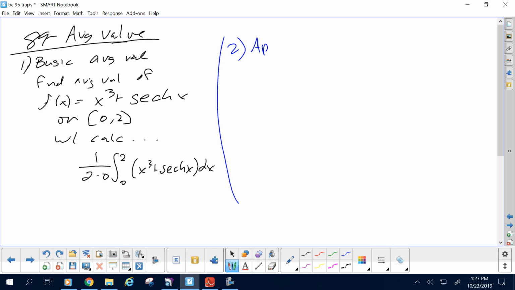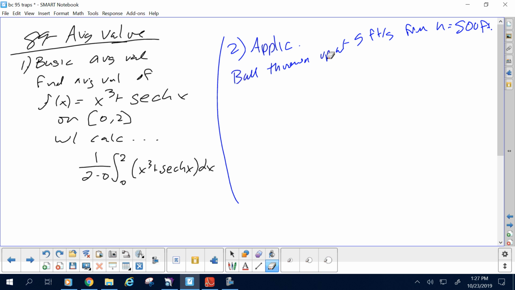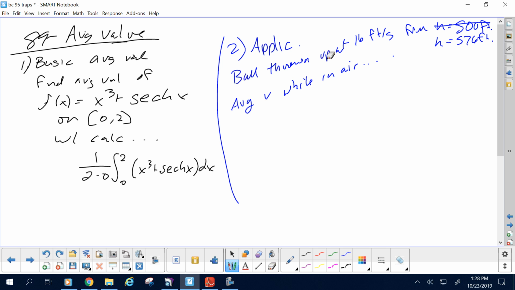Second is applications thereof. So if I said a ball is thrown up at 16 feet per second from a height of 576 feet, what is the average velocity? Well, it's in the air. We've done stuff like that. Would you know what to do? You want to walk through it, or no? You're good. You're looking pretty good. You good? Okay, all right.